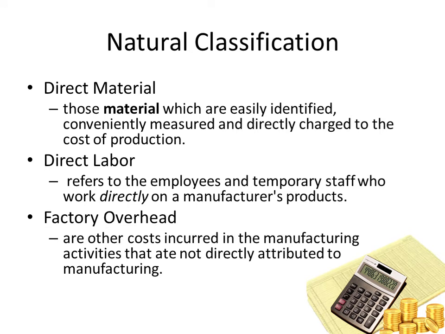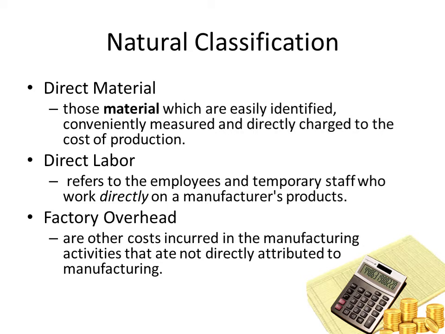Factory overhead are other costs incurred in manufacturing activities that are not directly attributable to the manufacturing. Examples of these are the supervisor, the quality control, the lighting, the utilities expense that are directly associated but you cannot directly identify to the product. Direct material and direct labor are also called the prime cost. Why prime? Because these are the two costs that are primary or necessarily needed in order for the product to become finished or saleable to the market.